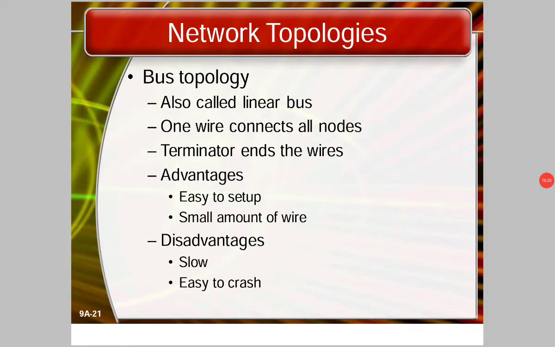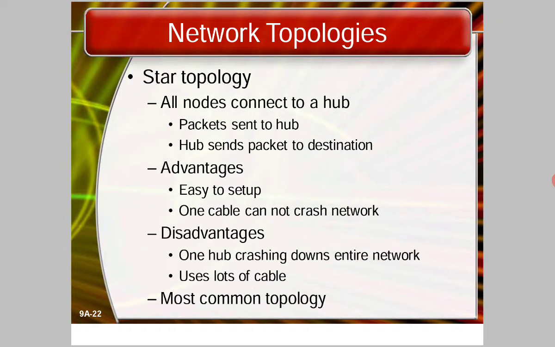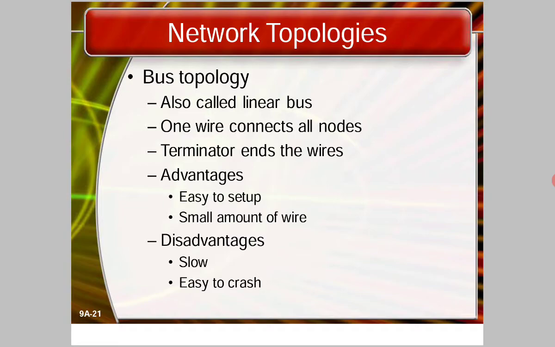So, what are the different types of networks, or network topologies, or network types? First one is bus topology or bus network. Second one is star topology. Third one is ring topology, and fourth one is mesh topology.